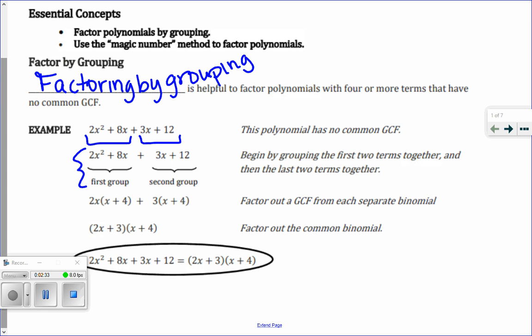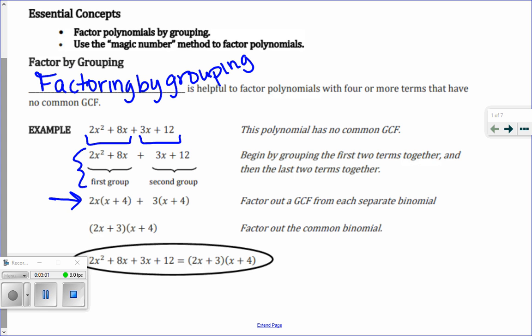We group the first 2 terms, and then we look to see if there was a GCF just in that group. And we realize, oh yeah, 2x squared plus 8x, 2 goes into both of those, and x goes into both of those. And so we factor that GCF just from that tiny little group, and we rewrite it with that GCF written out in front. So now we have the 2x in front of the parentheses, and the leftover factors are x plus 4.